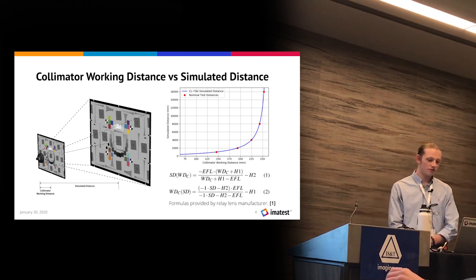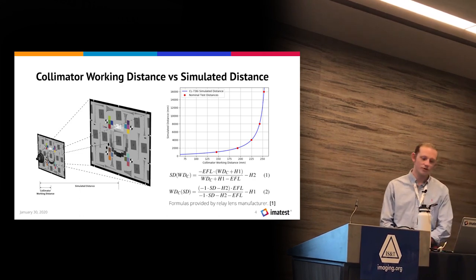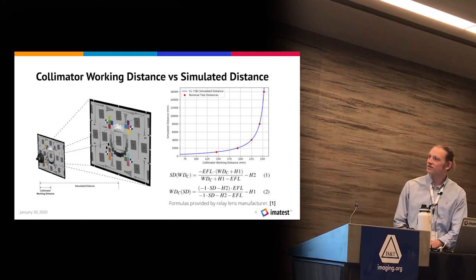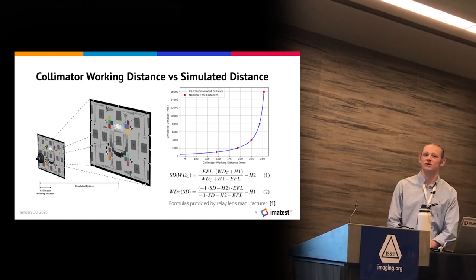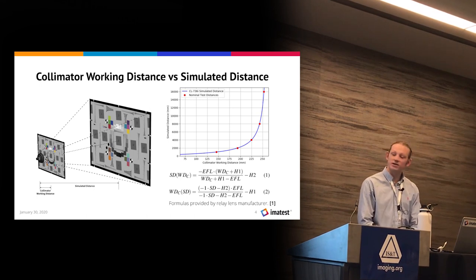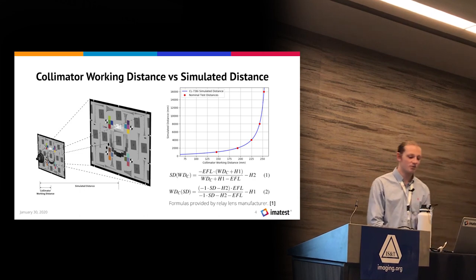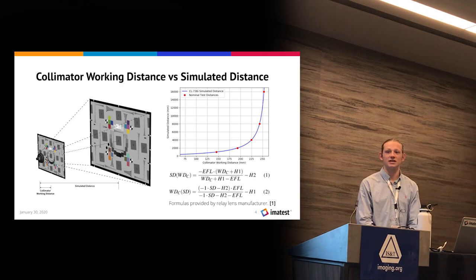The plot on the right shows the simulated distance and the working distance. We have the working distance on the x-axis and simulated distance on the y-axis. And these points show the actual nominal test distances that we chose to validate. As working distance increases at larger distances, simulated distance increases exponentially. Because this is a mechanical system, verification is needed to test the accuracy of simulated distance.